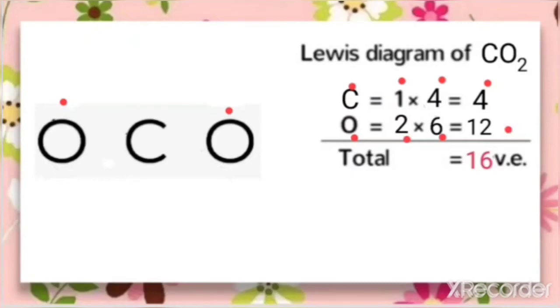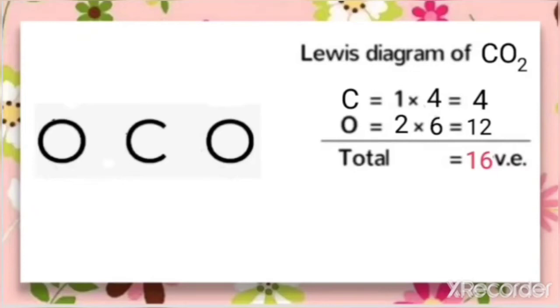When you make the sum of this one, we'll get 16 valence electrons. So a total of 16 valence electrons are there in the carbon dioxide molecule. So let us do the first step. What is the first step? That is the total number of valence electrons that we have to find out.